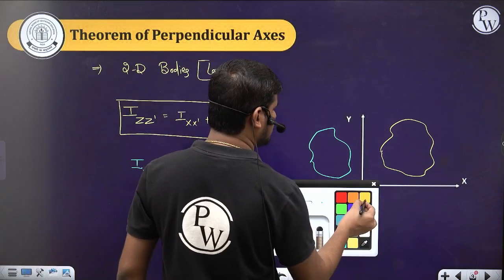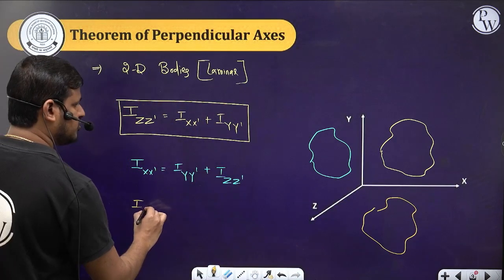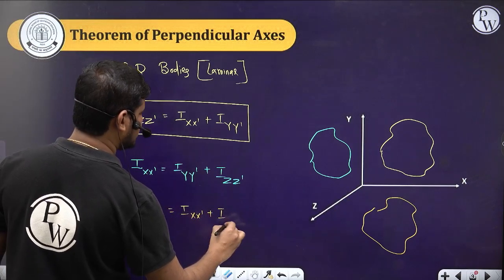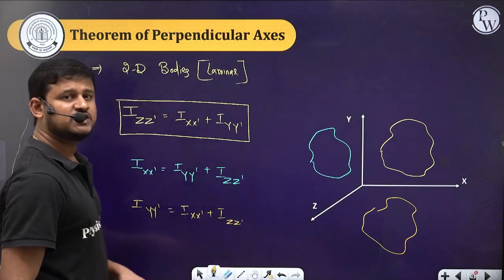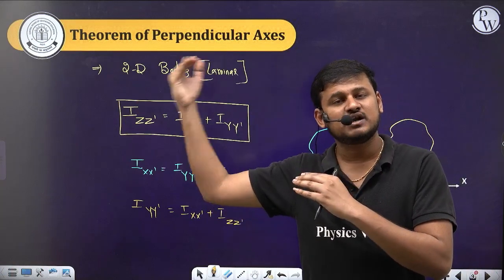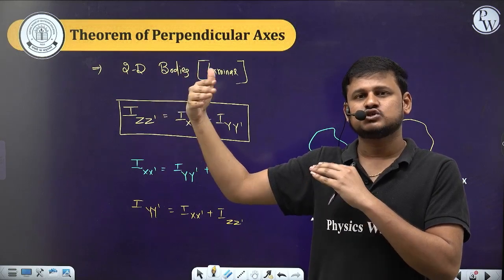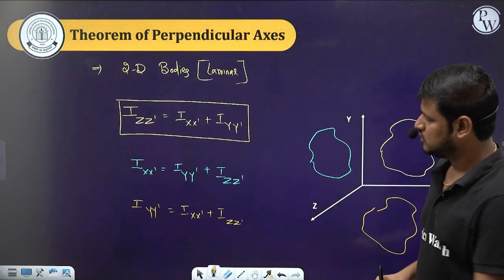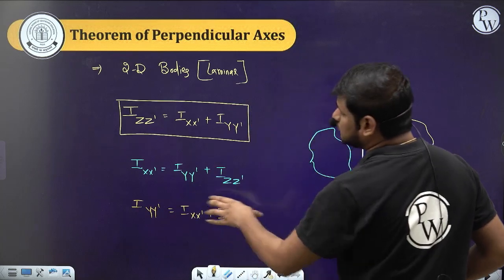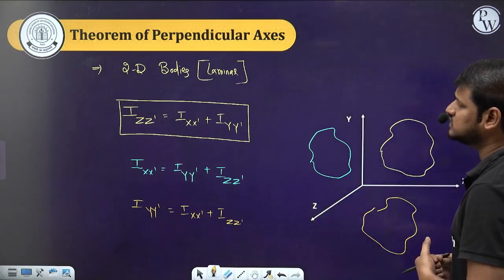Or if the object is in the xz plane, then the moment of inertia about y' will be equal to the moment of inertia about x' plus the moment of inertia about z'. That's it. So if you already know the moment of inertia about any two perpendicular axes, and you have to find the moment of inertia about a third axis, then you can apply the perpendicular axis theorem. The third axis moment of inertia will be equal to the sum of the other two. Clear? This is the concept.